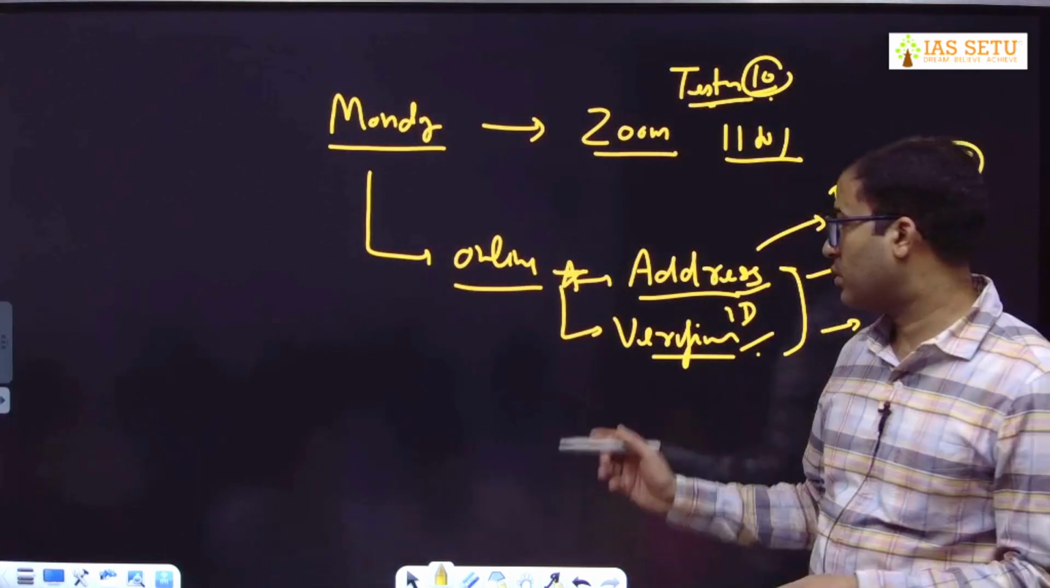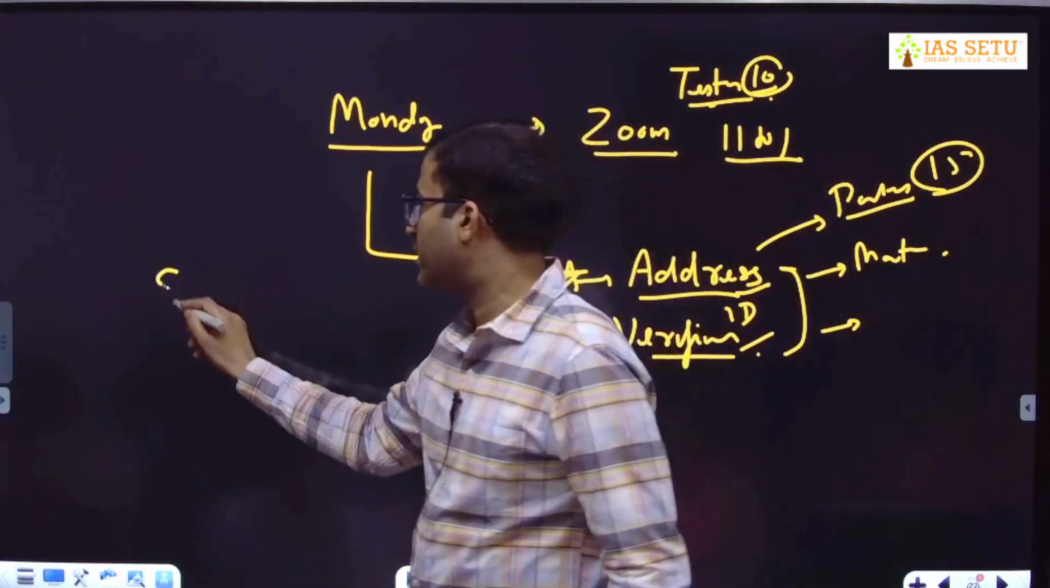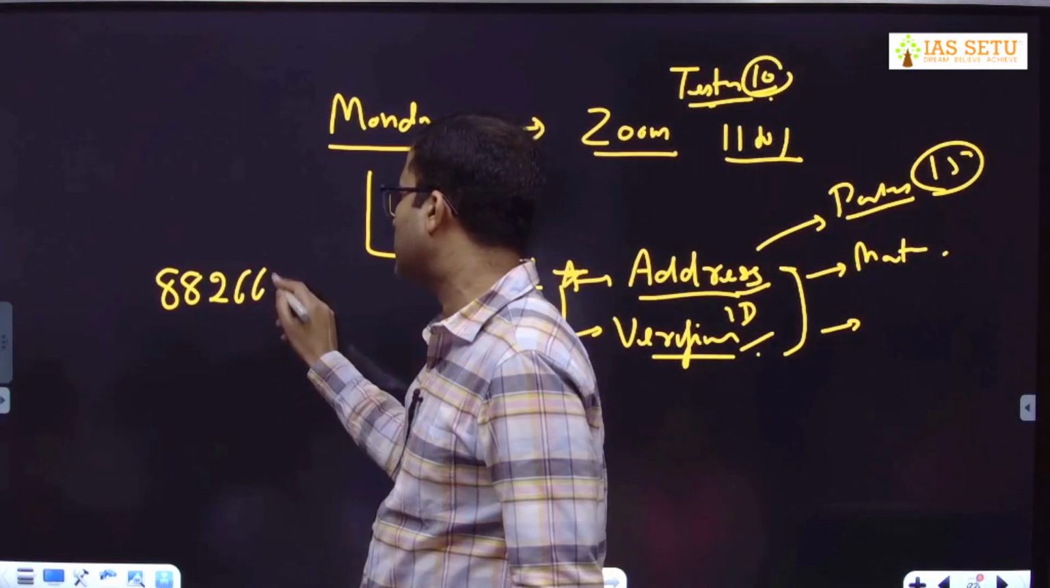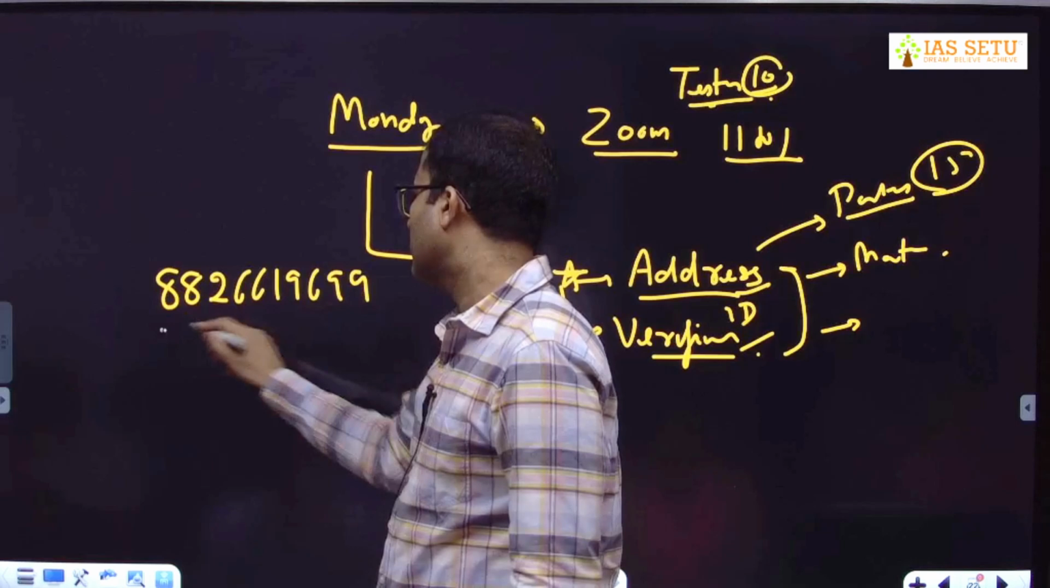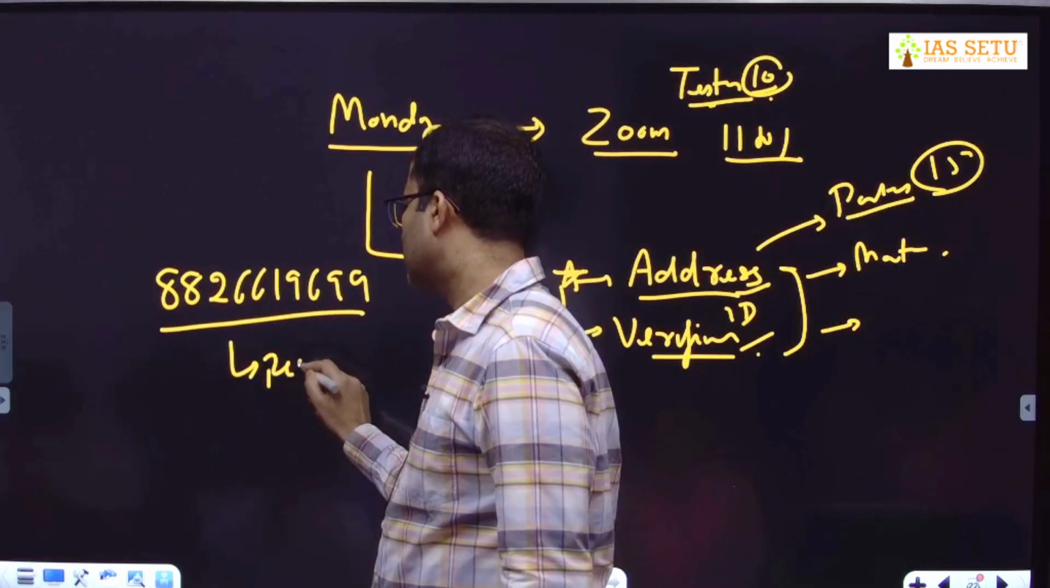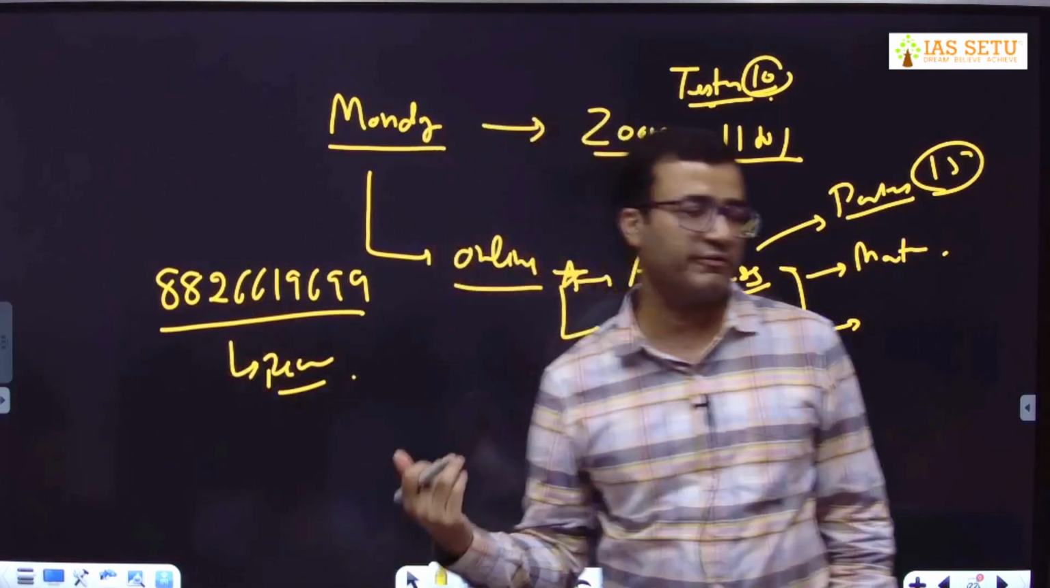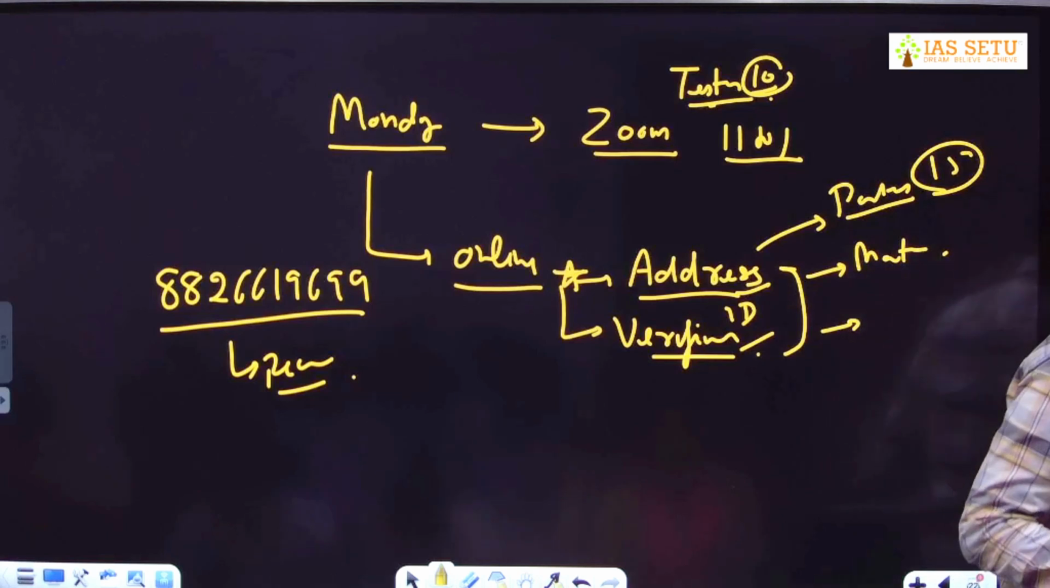हाँ, आपको व्हाट्सएप करना है, वेरिफिकेशन और एड्रेस कहाँ बताना है, 8826619699 पे with your receipt. जो आपकी कोर्स की रिसीट है उसके साथ आप भेज देना, we will take care.